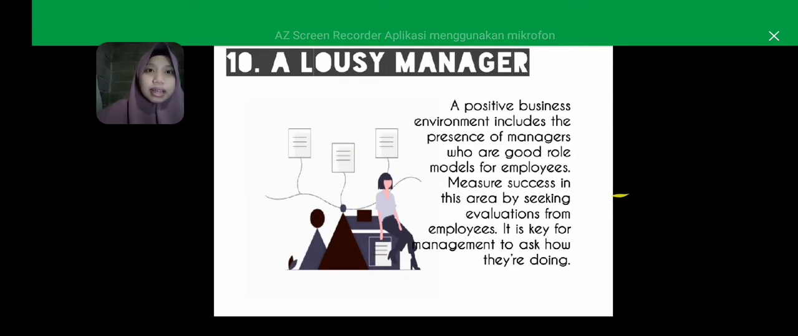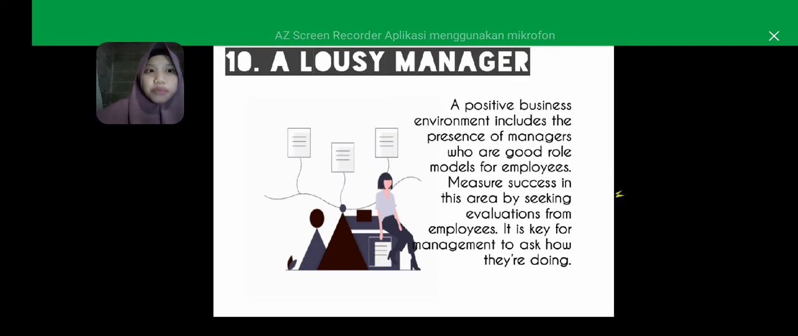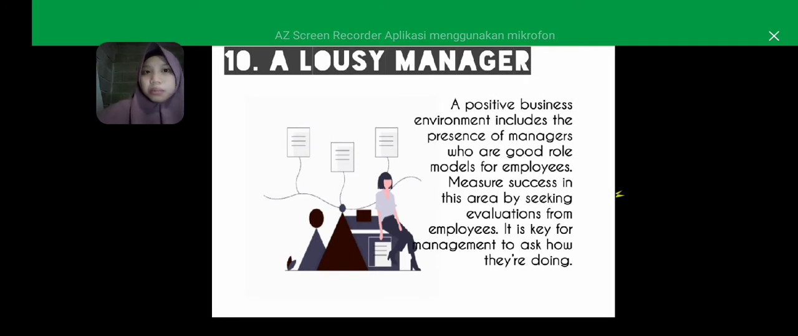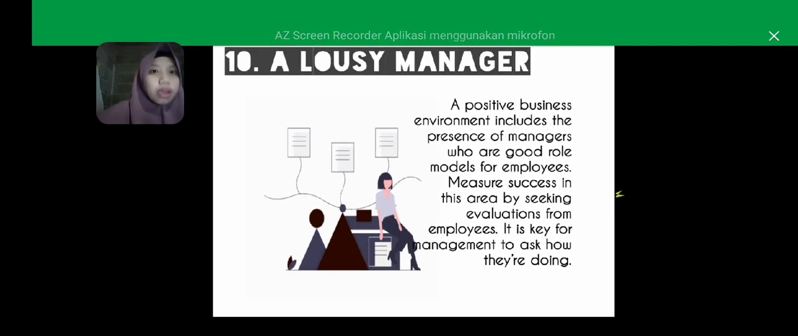And the last, a lousy manager. A positive business environment includes the presence of managers who are good role models for employees. Measure success in this area by seeking evaluation from employees. It's key for management to ask how they are doing.